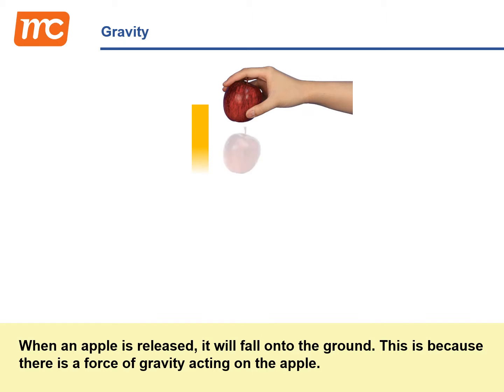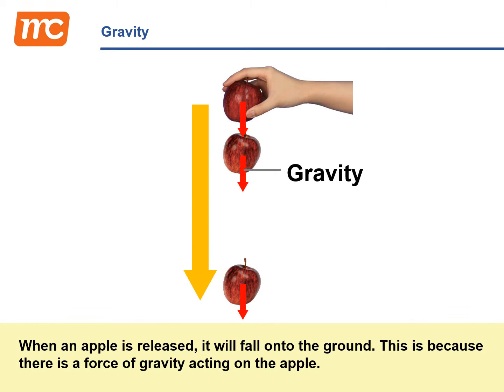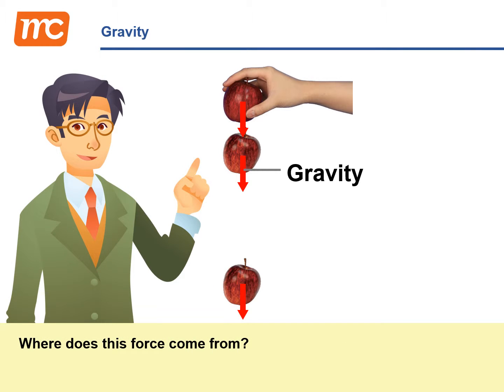When an apple is released, it will fall onto the ground. This is because there is a force of gravity acting on the apple. Where does this force come from?